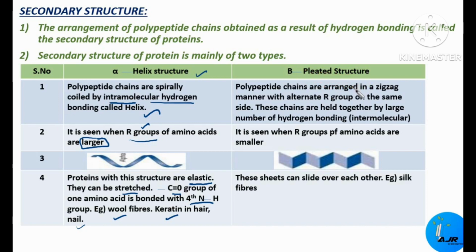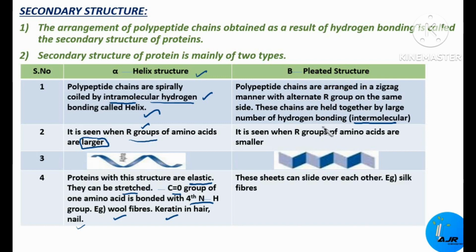Actually, in this conformation, polypeptide chains are extended and laid side by side. See, this is one polypeptide chain, and this is another polypeptide chain, and another. These chains are extended and laid side by side, held together by intermolecular hydrogen bonding. Here the polypeptide chains are linked by intermolecular hydrogen bonding, whereas in the helix it is intramolecular hydrogen bonding. The structure resembles the pleated folds of drapery, and that's why it has the name beta pleated sheets.